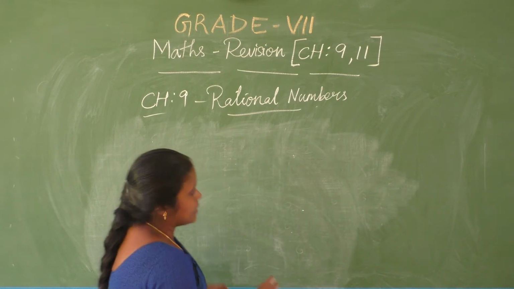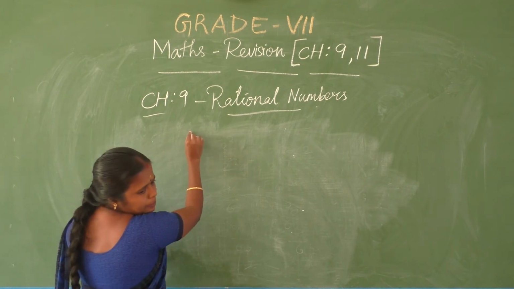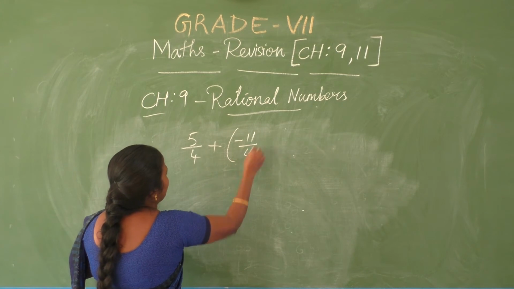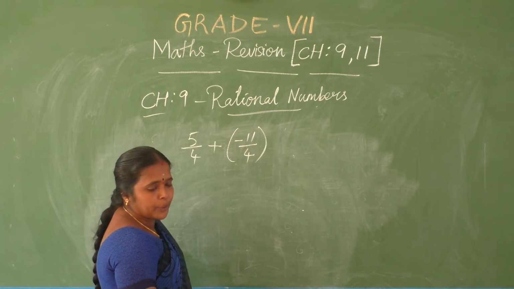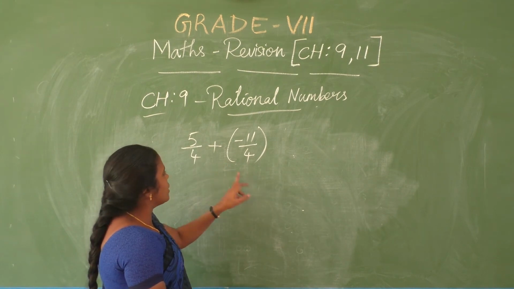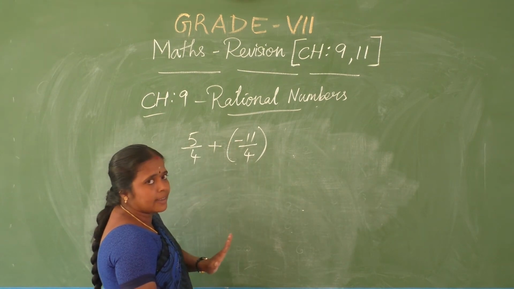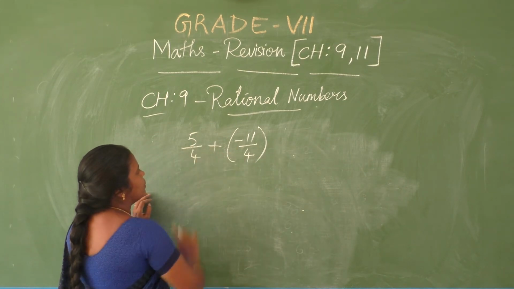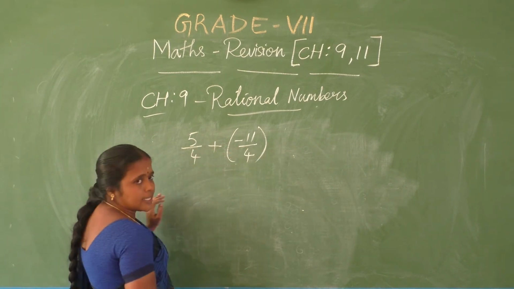See, find this sum. First sum, for example, 5 by 4 plus minus 11 by 4. How to add them? Okay, this is a positive rational number, this is a negative rational number. While calculating, don't consider the sign. Just go fraction-wise. Fraction of two numbers. So addition of two fractions.